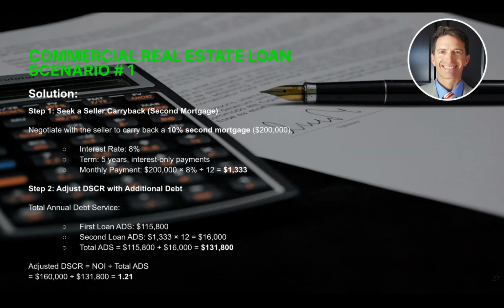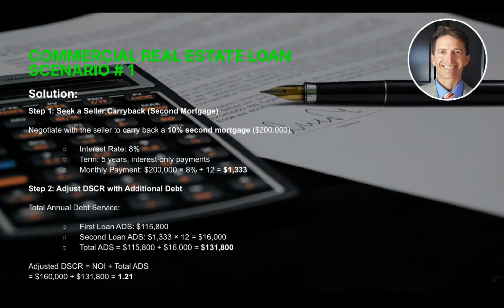We need to go ahead and calculate the total annual debt service. So the first loan ADS is $115,800. The second loan ADS, or the annual debt service, is $1,333, which we just calculated, times 12 equals $16,000. So the total ADS is $115,800 plus $16,000 equals $131,800.